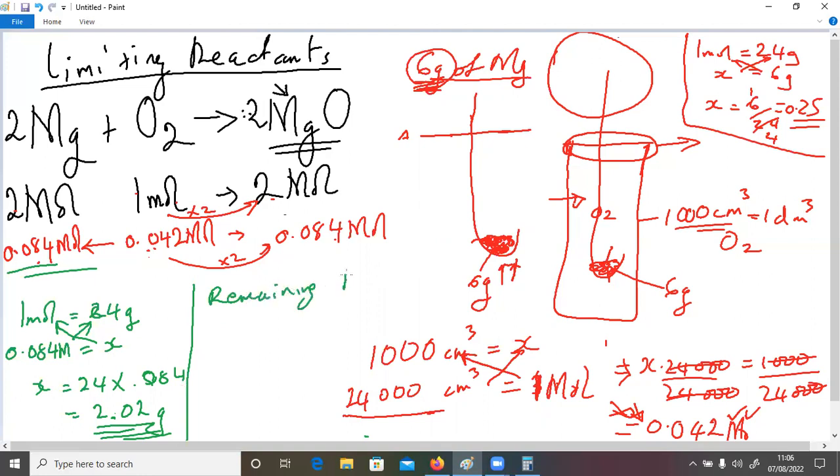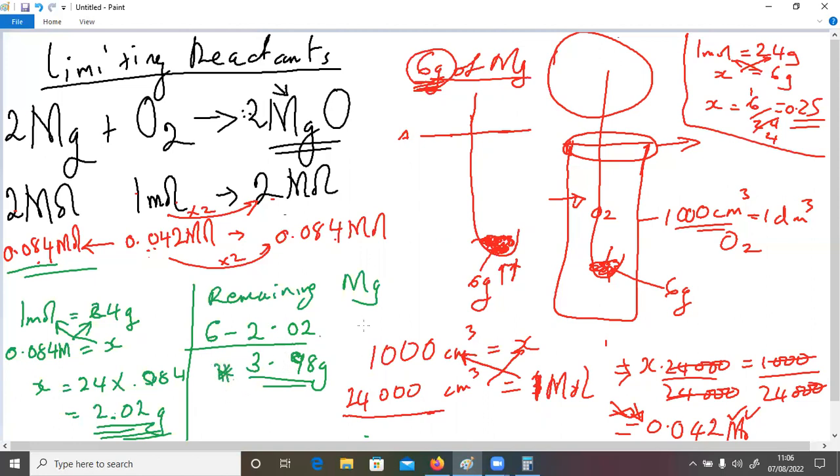remaining magnesium which hasn't reacted, and that amount of magnesium is equivalent to 6 minus 2.02, and I think it will be 3.98 grams. Okay, this minus this should be this one. This one will find it equals to 6. So this magnesium will remain unreacted.